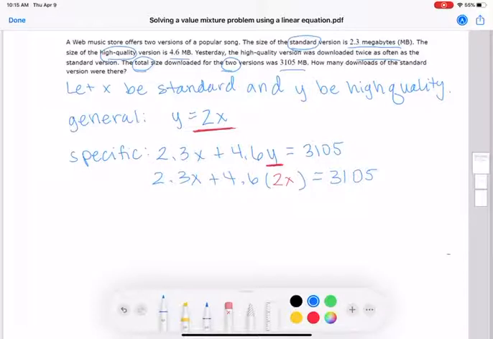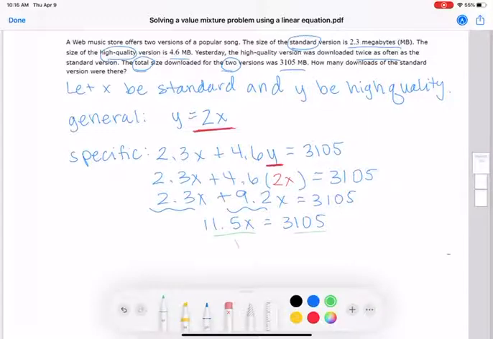Okay, so the 2.3x, we can't do anything with that quite yet. But 4.6 times 2x, I would get a plus 9.2x, equaling that 3105. Combine like terms. Okay, so I have 2.3x's plus another 9.2x's. That would give me, looks like 11.5x's, equaling that 3105. And then go ahead and divide both sides by 11.5. And we get x equals, and when I do that real quick, I get 270.